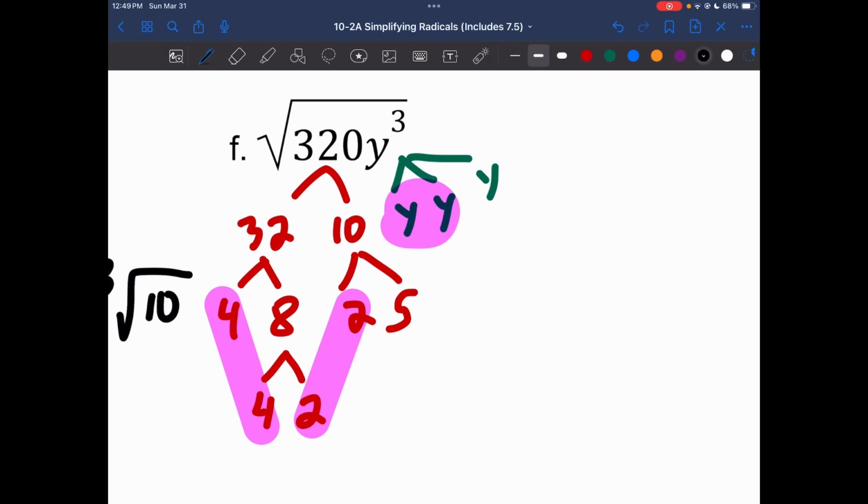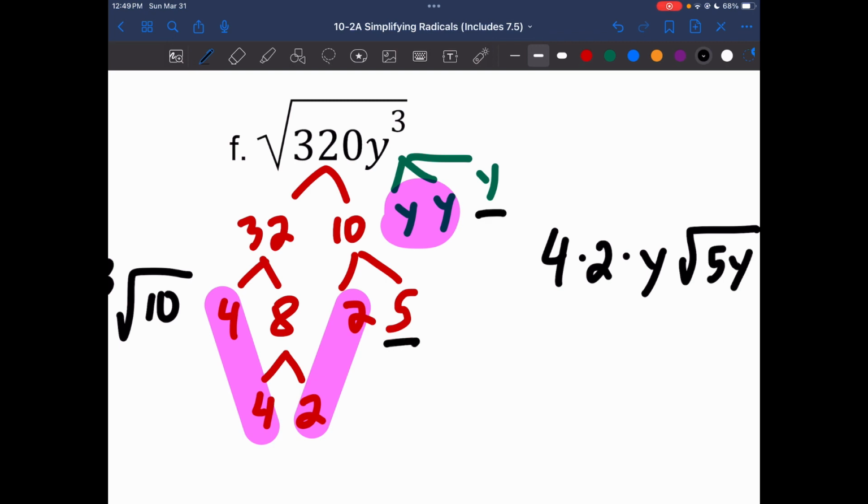And so we start with our numbers. We have 4 times 2 times y, and then what's left under our radical? We have a 5 and we have a y. 4 times 2 is 8y, and we have the square root of 5y.